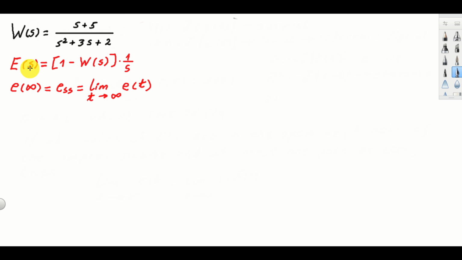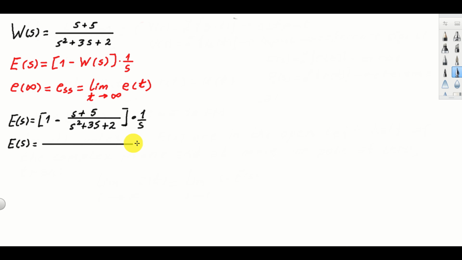Okay, so first of all, let's see what the poles of E of s are. To do that, let's transform E of s. E of s is equal to 1 minus, and let's substitute W of s. W of s is (s plus 5) divided by (s squared plus 3s plus 2), multiplying 1 over s.